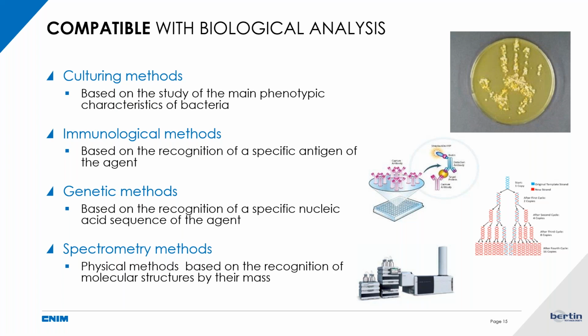Regarding the main advantages of the Coriolis, it's the fact that it's compatible with any biological analysis. So it's compatible with culture methods if you want to check for bacteria. It's also compatible with immunological methods. What is in the trend right now is compatibility with genetic methods for viruses, for example. So you can analyze your sample with qPCR, and it's also compatible with spectrometry methods if you need it.